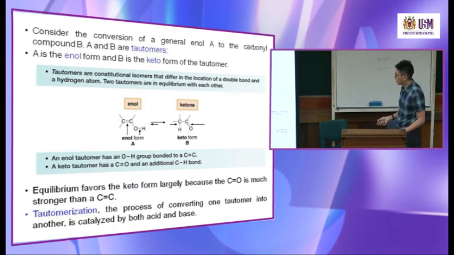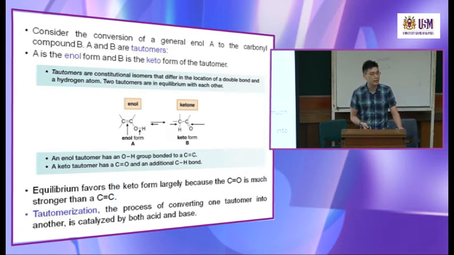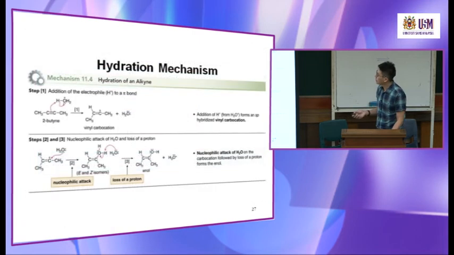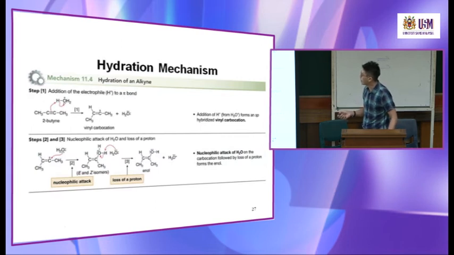Tautomerization, the process of converting one tautomer into the other, is catalyzed by both acid and base. We will show you the mechanism catalyzed by acid and base, and you need to know both. So the hydration mechanism is very simple.